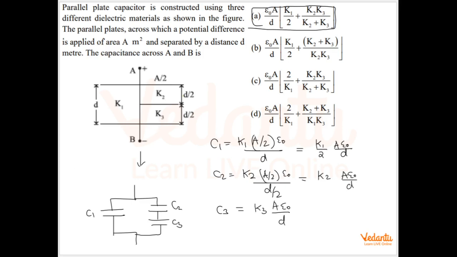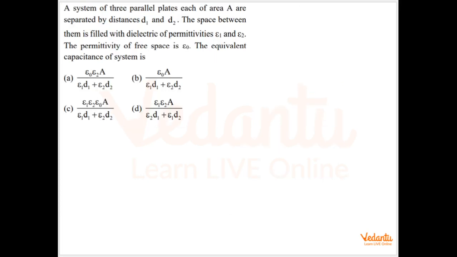Next, my dear bacha log, is this question. A system of 3 parallel plates of area A are separated by distances d1 and d2. The space between them is filled with dielectric permittivities epsilon 1 and epsilon 2. The permittivity of free space is epsilon naught. What will be the equivalent capacitance of the system?